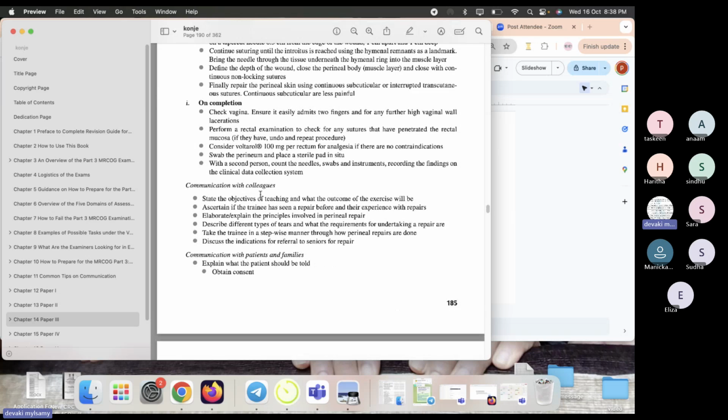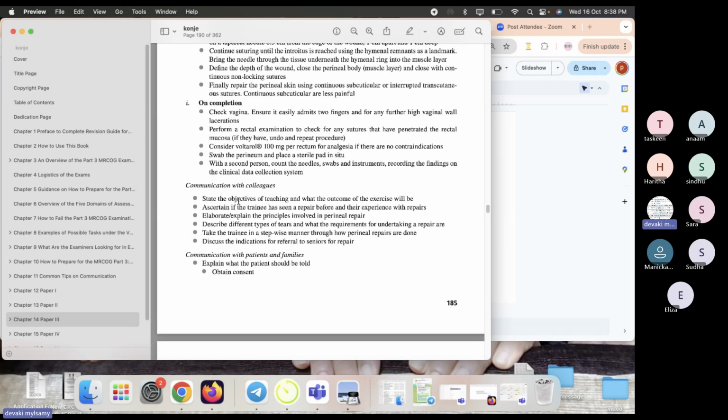Communication with colleagues: state the objective of teaching and what the outcome of the exercise will be. Ascertain if the trainee has done repairs before and their experience with repairs, which you had missed, dear. Explain the principles involved in the perineal repair, which you explained very nicely. Different types of tears and requirements for a repair, you also explained to me. Take the trainee in a stepwise manner through the repair of the perineal tear, which you did.